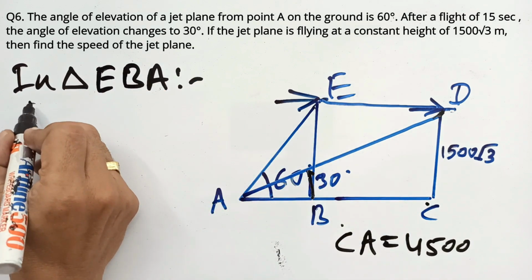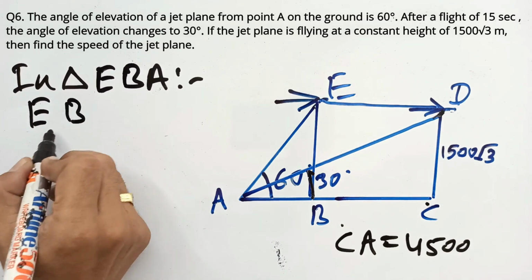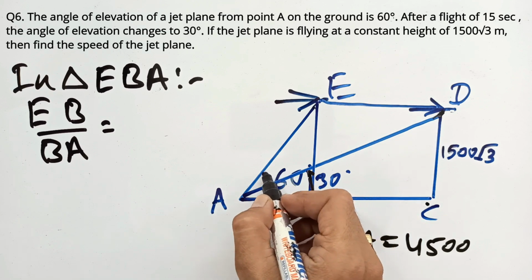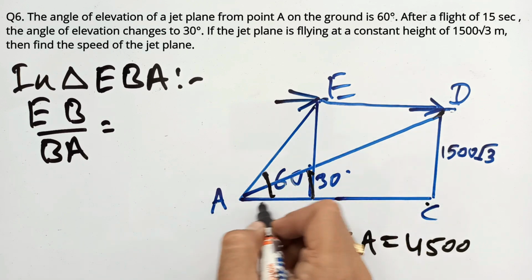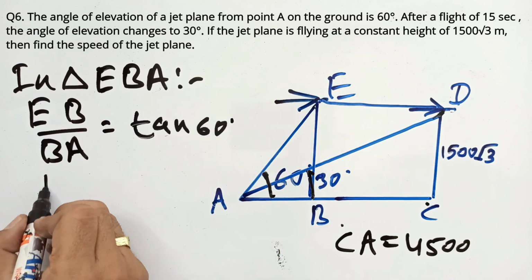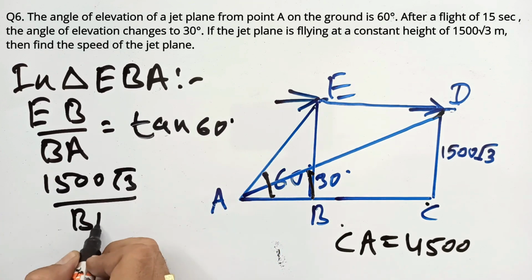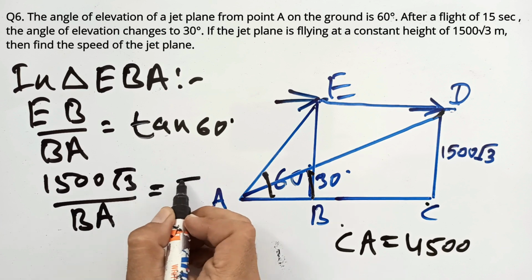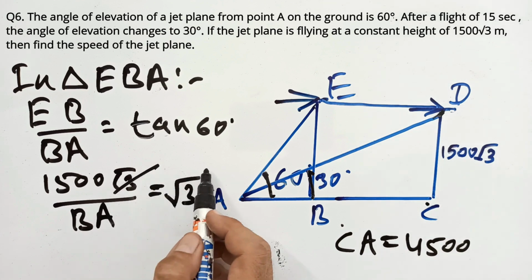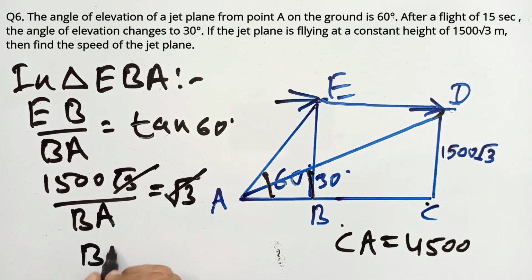Now similarly in triangle EBA, EB upon BA is equal to tan 60 degree in this triangle. Tan 60 degree is root 3, cancel. So BA is 1500 meter.